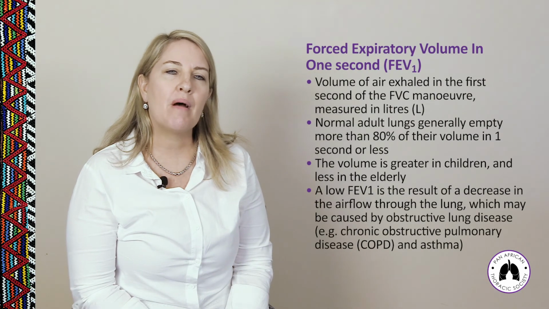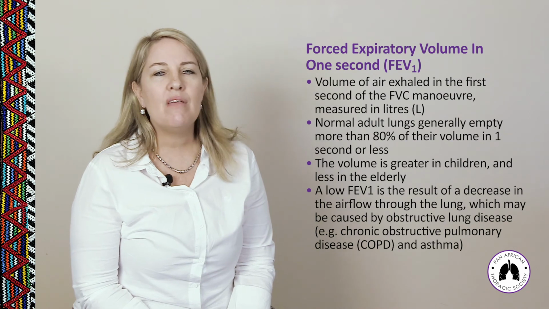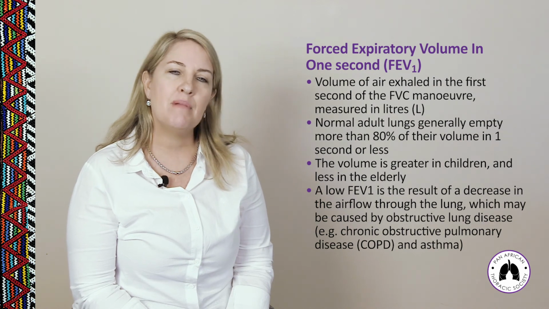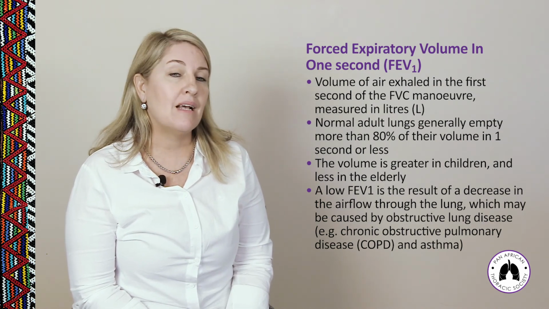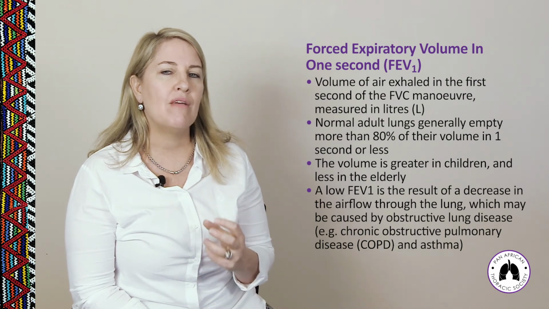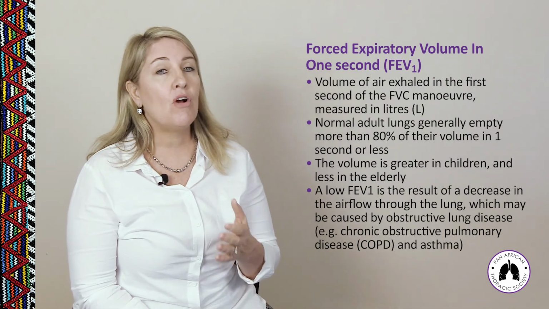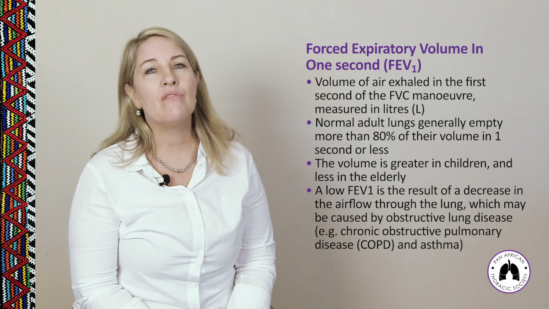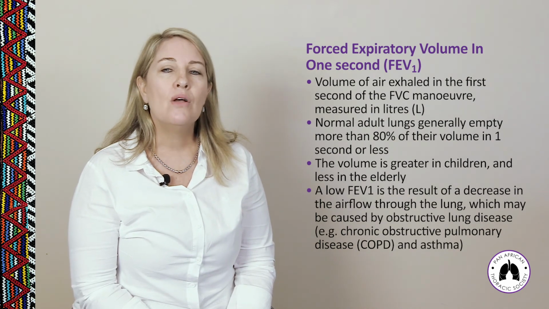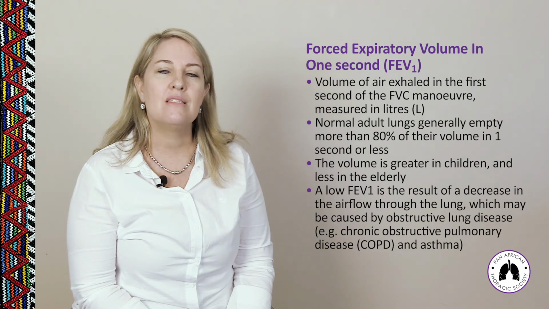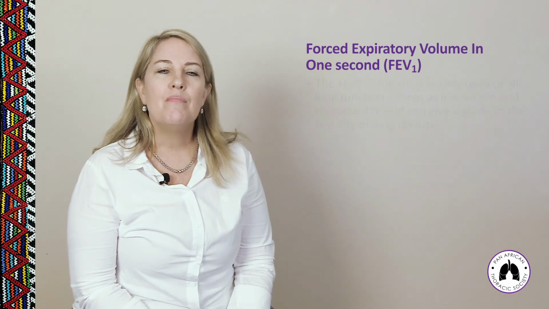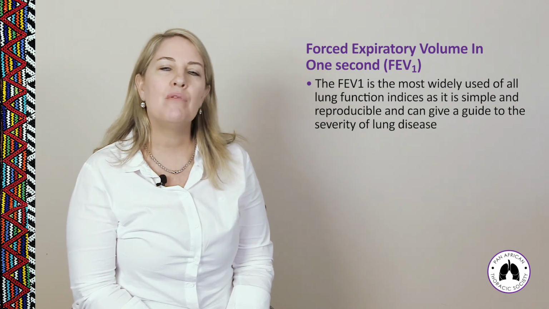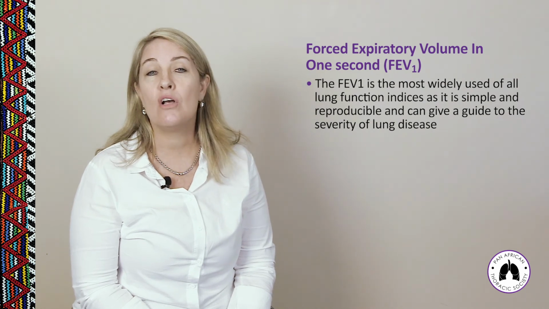Let's have a look at the forced expiratory volume in the first second. The FEV1 is the volume of air exhaled in the first second of the FVC maneuver, and it's measured in liters. Normally adult lungs generally empty more than 80% of their volume in 1 second or less. The volume is greater in children and less in the elderly. A low FEV1 is the result of a decrease in the airflow through the lung, which may be caused by obstructive lung disease, for example, asthma in a child. The FEV1 is the most widely used of all lung function indices as it is simple and reproducible and can give a guide to the severity of the disease.